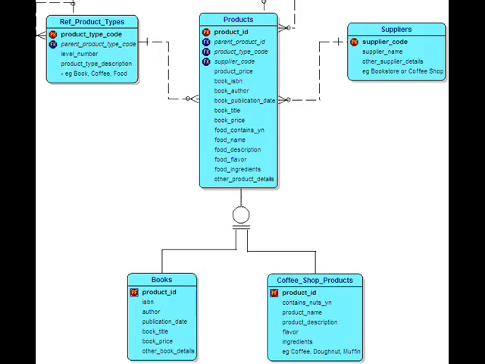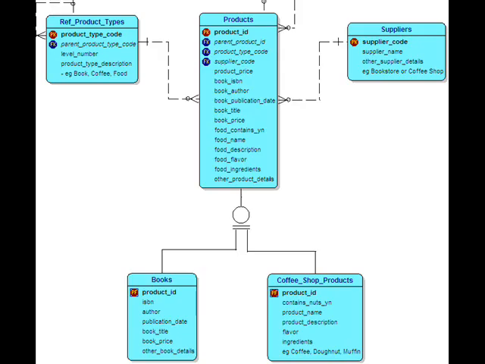We have introduced suppliers in this diagram because the bookstore and the coffee shop are both suppliers of products within our schema, and this will be a starting point for a schema involving a more detailed analysis of suppliers, but the situation that we show here is adequate for our purposes.